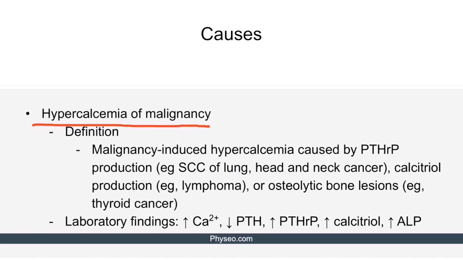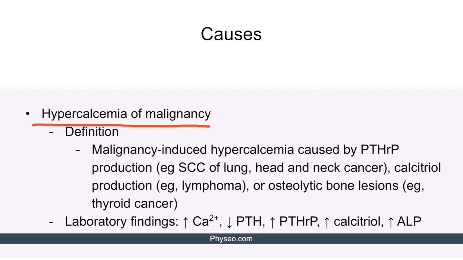Another mechanism for malignancy-induced hypercalcemia is the production of calcitriol. As mentioned previously in this lecture, calcitriol stimulates calcium and phosphate absorption from the GI tract. Therefore, excessive calcitriol production can cause hypercalcemia. Calcitriol is mostly produced by lymphomas. Finally, osteolytic bone metastasis can release calcium from the bone. One of the many examples of the cancer characterized by osteolytic metastases is thyroid cancer of any kind.